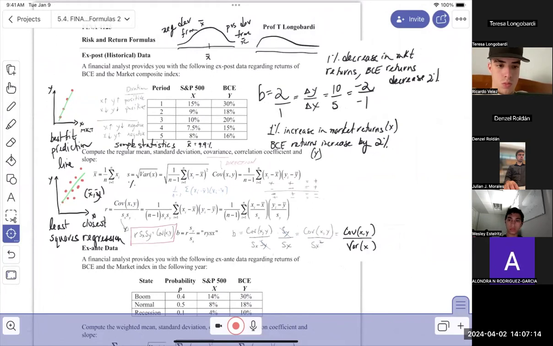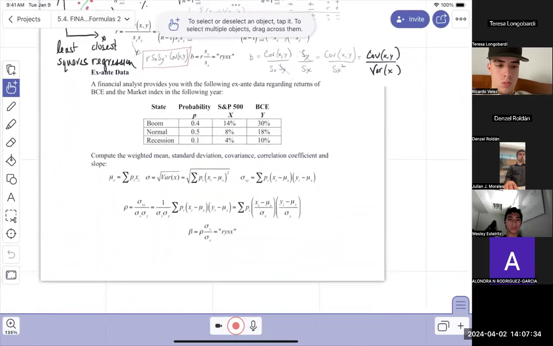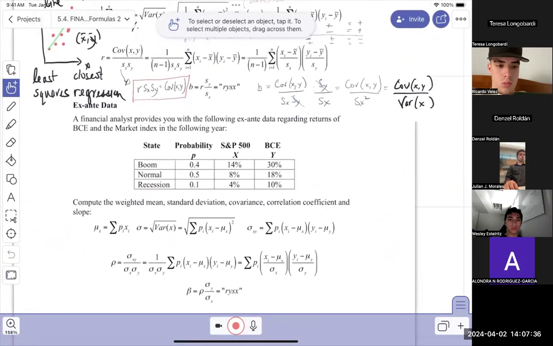Any questions about ex post historical data and all these statistics? You should be able to calculate all of these without problem. What if your data appears to you as ex ante data?